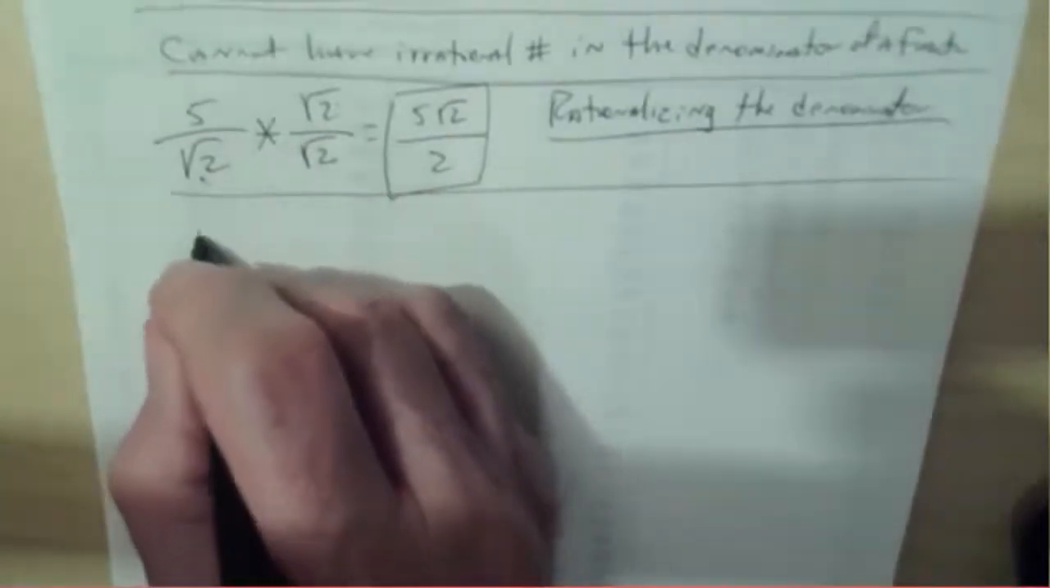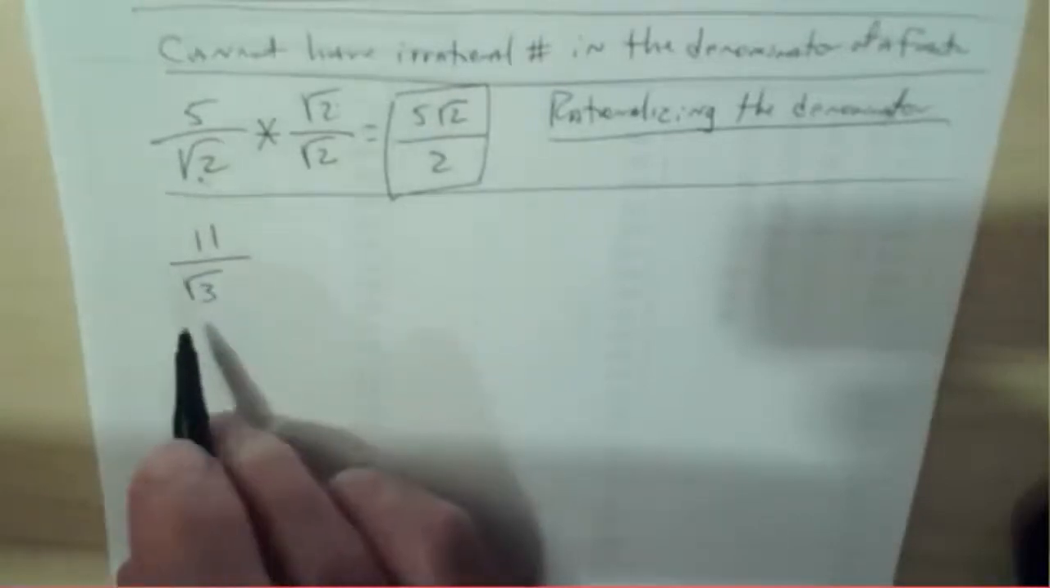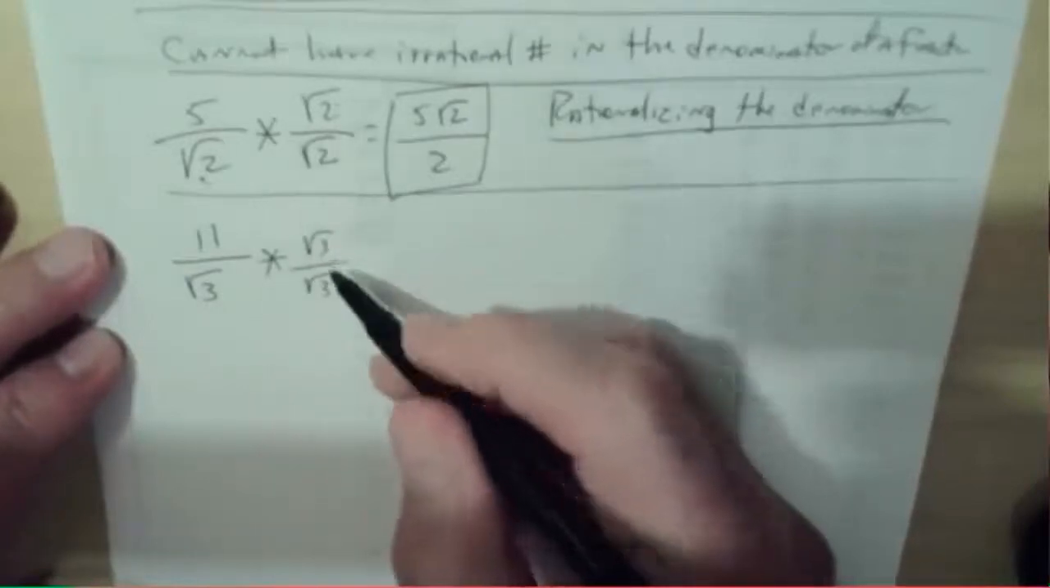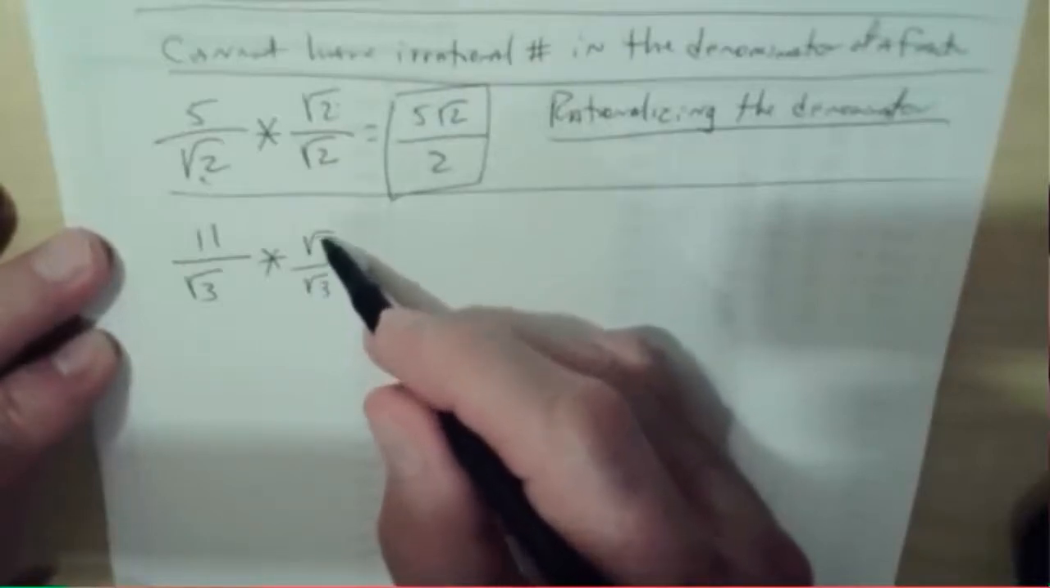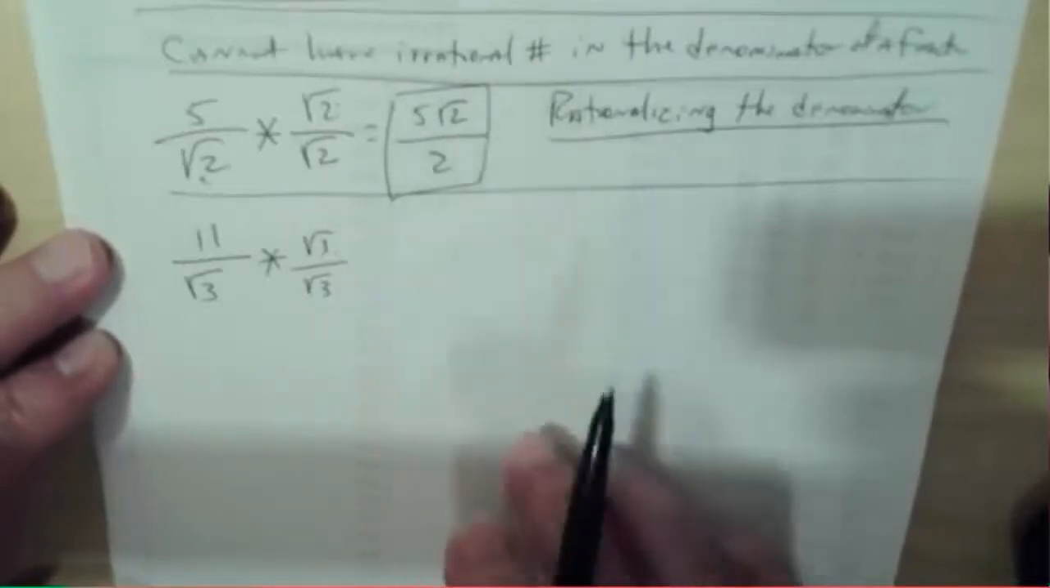We have 11 divided by square root of 3. Square root of 3 is an irrational number. So how are we going to get rid of it? We're going to rationalize it. So we're going to multiply by square root of 3 over the square root of 3. Any number divided by itself is 1. So really we're just multiplying times 1, but it just looks different.